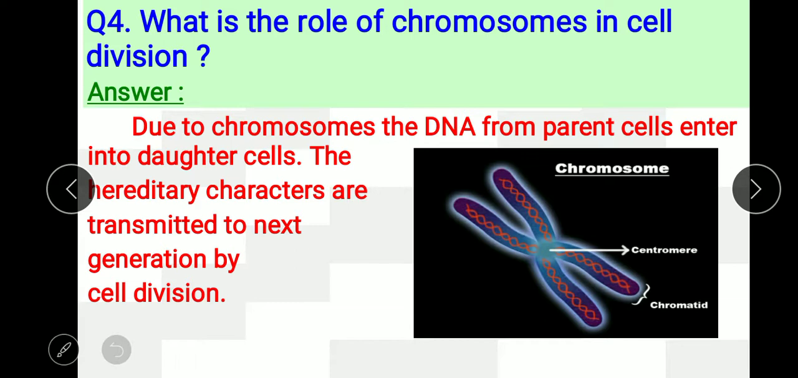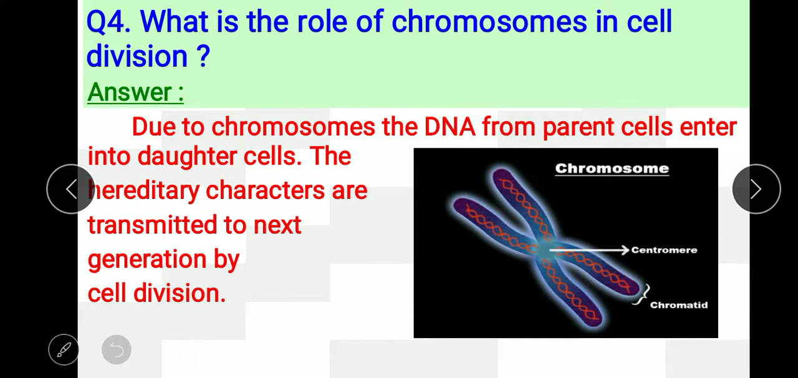Now the fourth question: what is the role of chromosomes in cell division? Students, when we talk about cell division and chromosomes, due to the chromosomes the DNA from the parent cell enters into the daughter cell. Chromosomes are the ones who carry DNA, students. Chromosomes are made up of DNA. So DNA is carried by chromosomes from parents to the daughter cell.